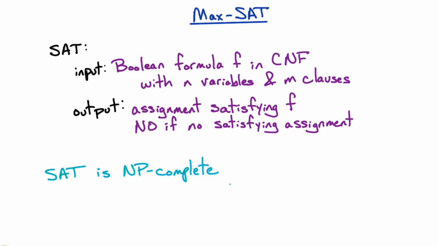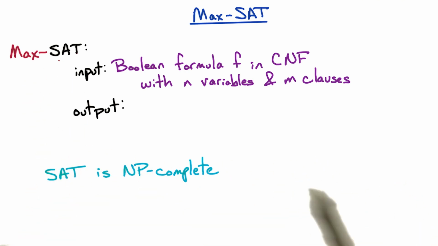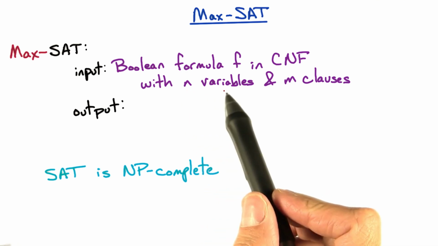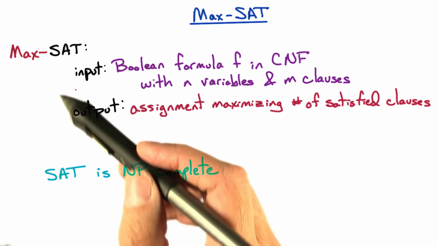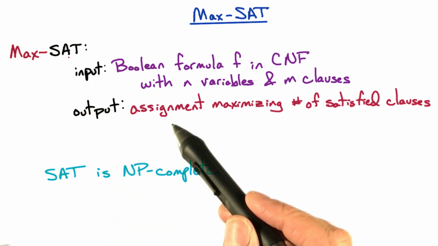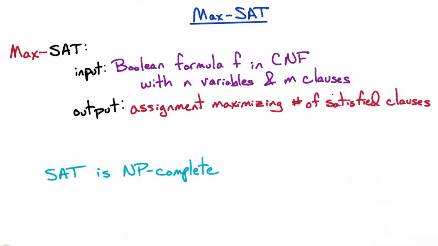Now, this is a search problem. Let's look at the optimization version. This is the max SAT problem. Now, in the max SAT problem, the input is the same. It's a Boolean formula in conjunctive normal form. And once again, we'll use n to denote the number of variables and m for the number of clauses. The difference is in terms of the output. Even if there's no satisfying assignment, we're still going to output an assignment. And here, we're going to output an assignment which maximizes the number of satisfied clauses. In the optimization version of the SAT problem, we want to find an assignment which satisfies as many clauses as possible. Now, this is still a hard problem.